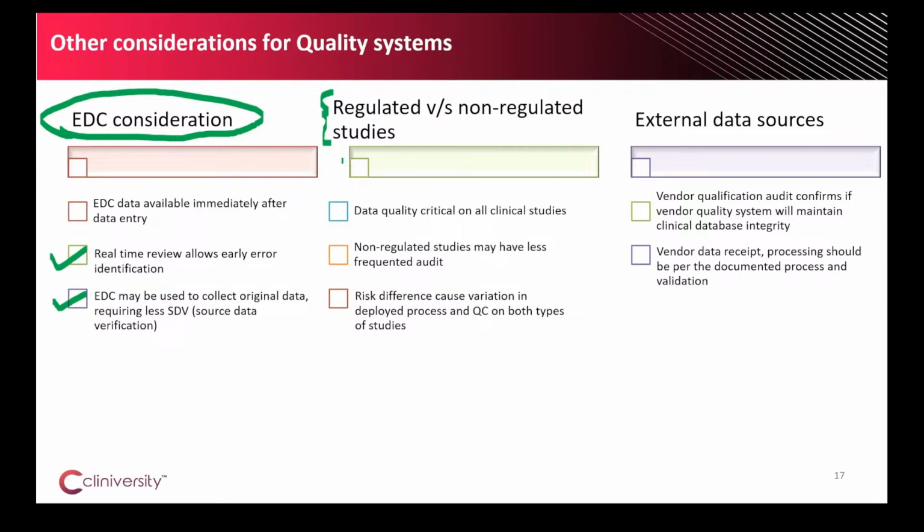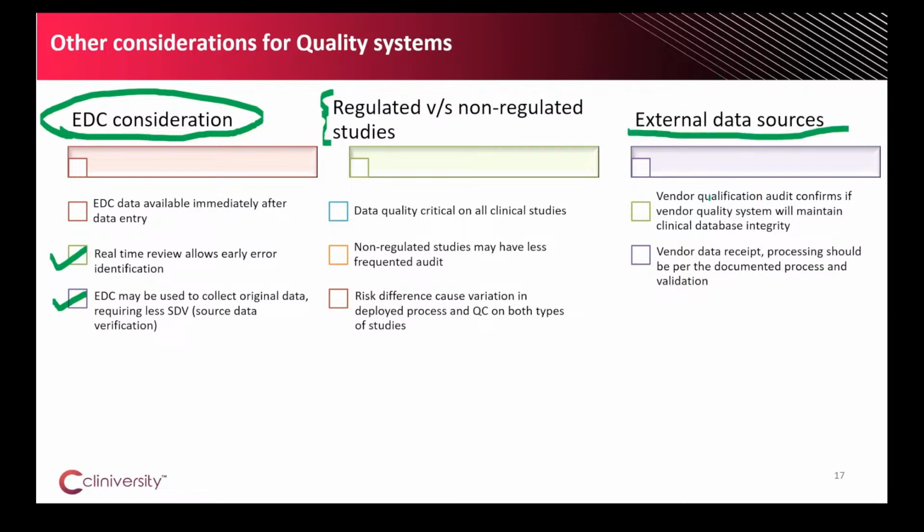One of the primary differences between regulated and non-regulated studies is the level of risk associated with the study. Due to the differences in the risks, the process employed and the degree of QC may vary between the two. An example would be that non-regulated observational studies will not need to go through as many frequent audits as compared to a regulated study.